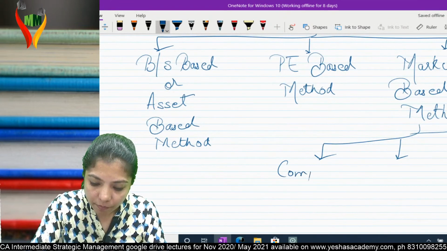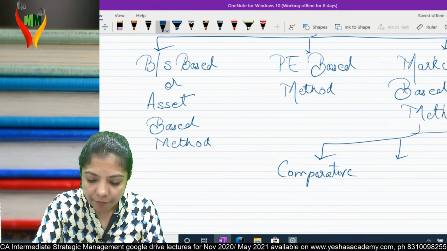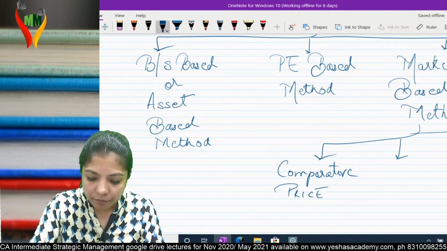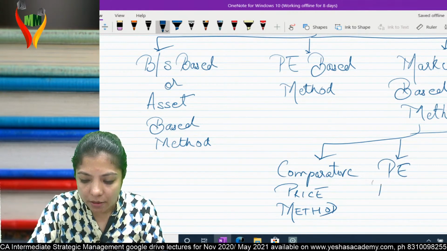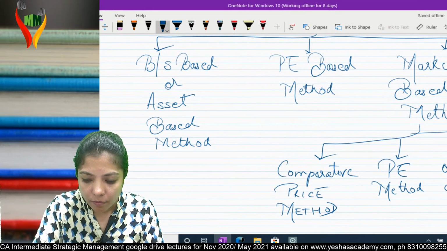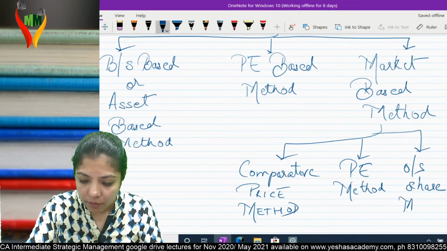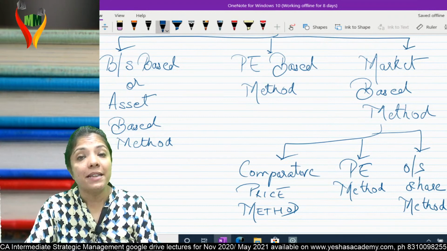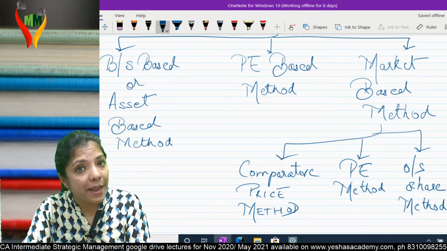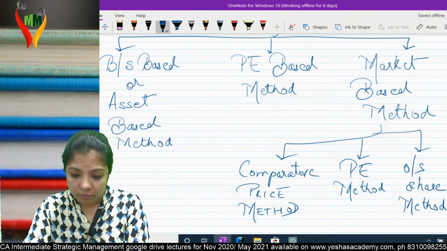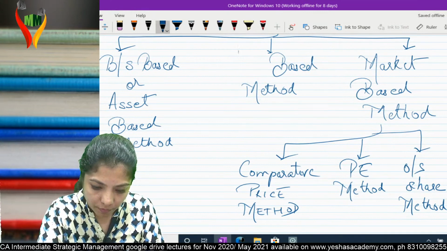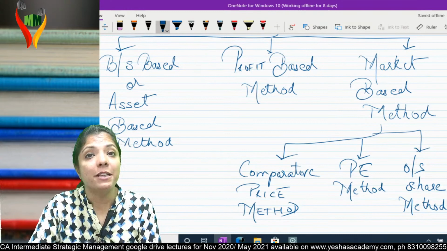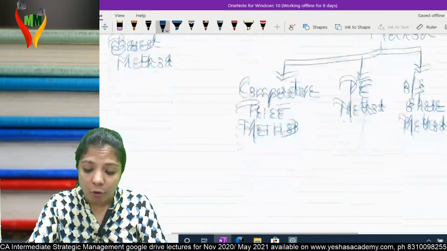comparative price method, then PE method, and outstanding share method. So basically you have three main methods: balance sheet based method, profit based method, and last is market based method. Am I clear? So what is balance sheet based method?